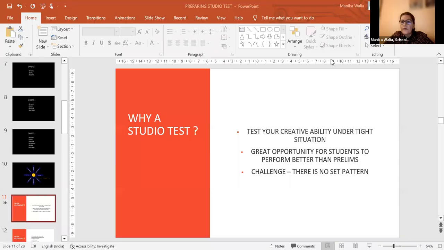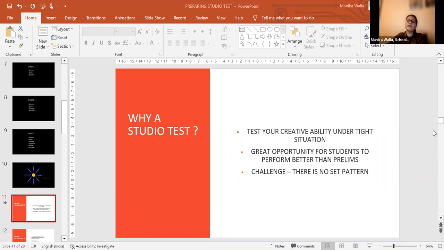Okay, so now when we are talking about how do we prepare for our studio test or the situational test? What is the objective of putting you into a situational test is basically once you have finished your prelims, they want to check your creative ability. How do they check it is by giving you a restriction of time: this is the time given to you, now show us how creative you are, okay?